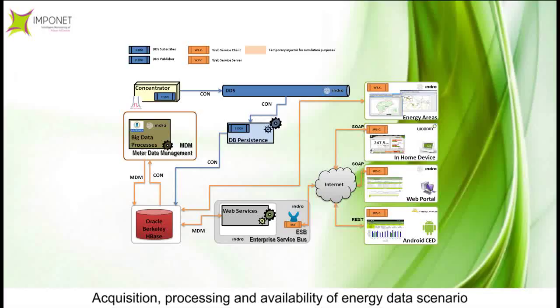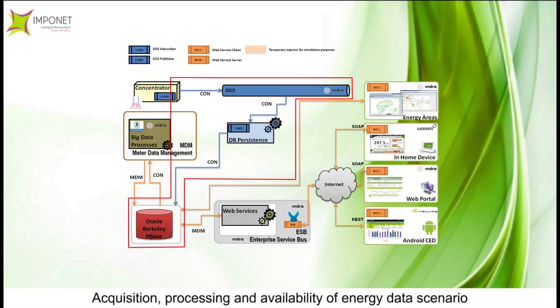This schema presents the acquisition, processing and availability of energy data scenario. The objective of this scenario is to have an overall vision of the energy data workflow developed in this project, from the raw energy data received by the concentrator till the visualization of the optimal energy data values in different platforms. To achieve it, the concentrator collects energy data from the meters and injects this data in the DDS bus.